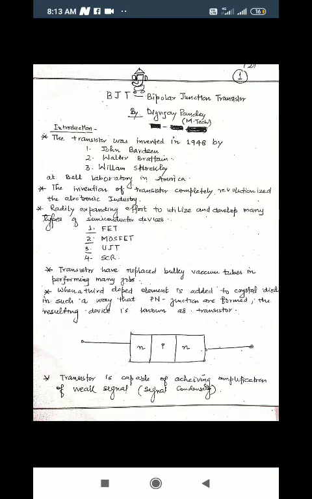Good morning friends. Today we discuss BJT, the bipolar junction transistor.